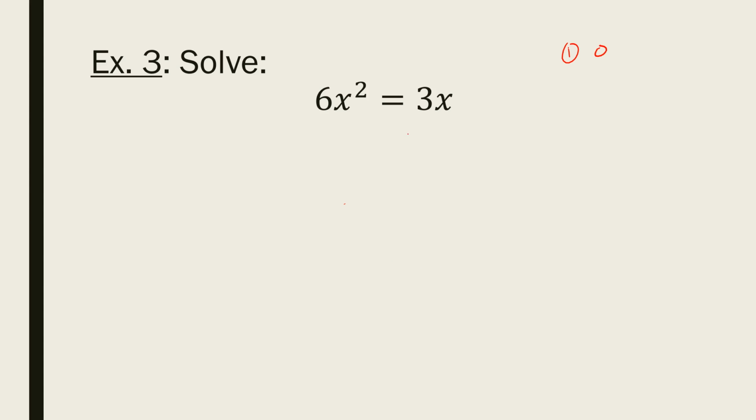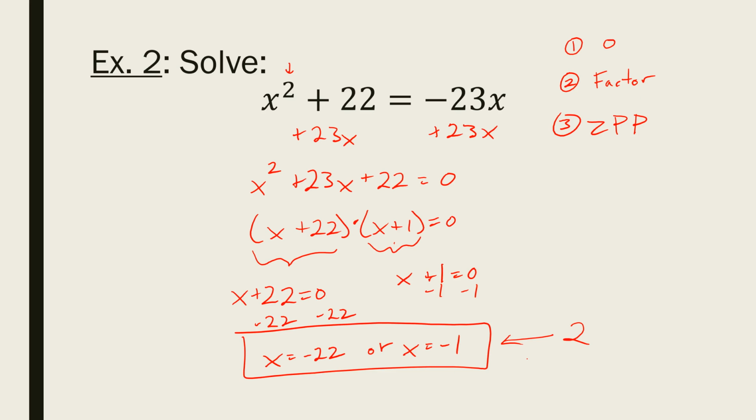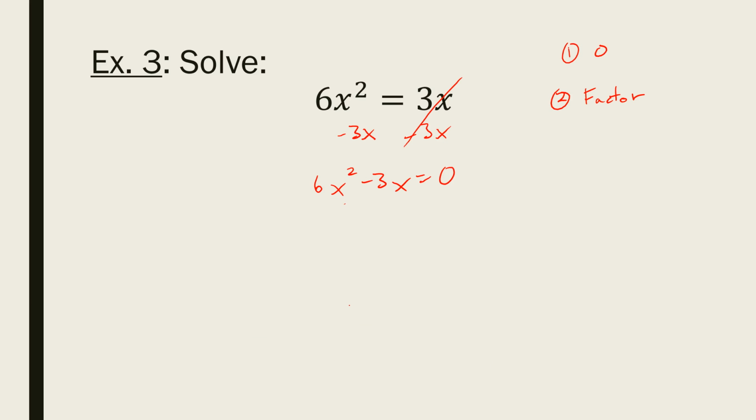First of all, get a 0. I'll subtract 3x from both sides. Again, no like terms, so 6x squared minus 3x equals, these cancel, I'll get 0. Second, I need to factor. And this is not the sort of factoring that I was doing in example 2. Example 2 was a reverse FOIL situation. But since I only have 2 terms here, this is definitely going to be a GCF factoring situation.